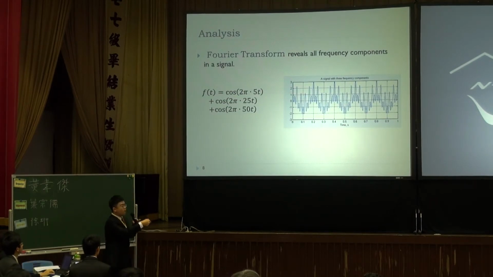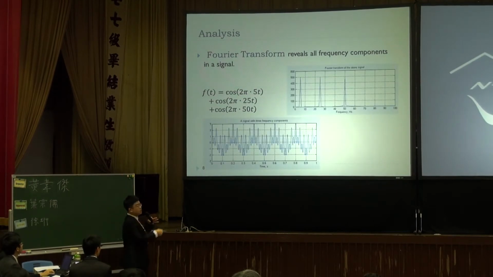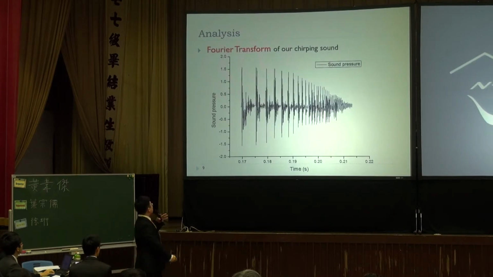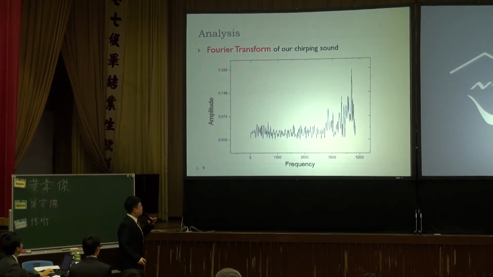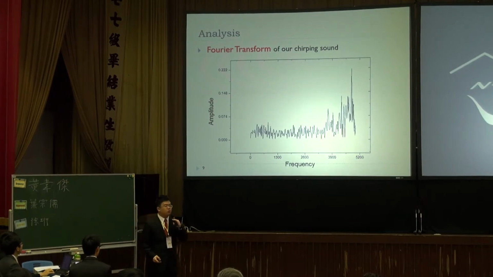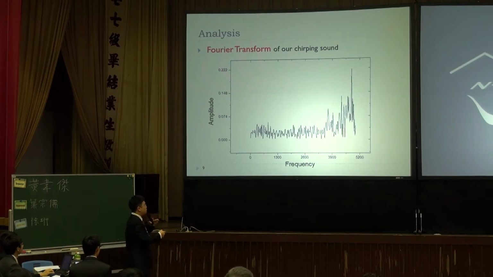This is the wave pattern. If we do the Fourier transform to this, it will give us a clear peak of what exactly adds up to this wave. Now, this is the Fourier transform of our chirping sound. This is the first graph, the sound pressure graph. Now, if we do Fourier transform to this, well, the first problem is, is the frequency changing? Well, we don't know. This is simply a response graph of what frequencies are in this sound.